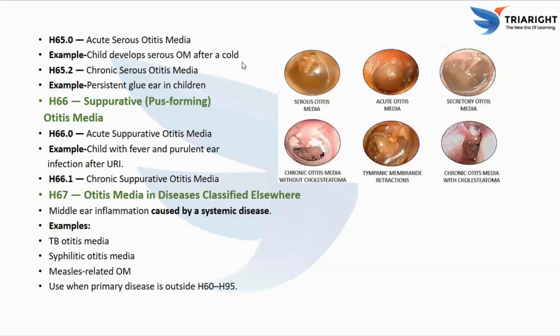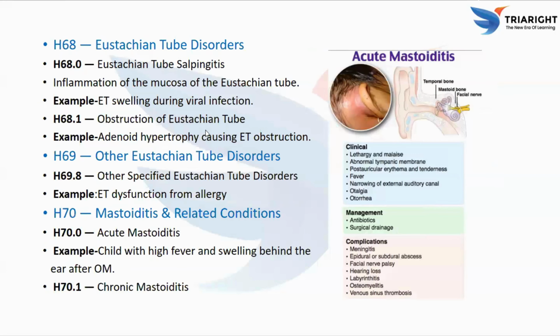So when to use H61? When the disease responsible is outside the range of H60 to H95. So you should never use H67 as a standalone primary code. You just remember this point. Okay. So next is H68 category code.